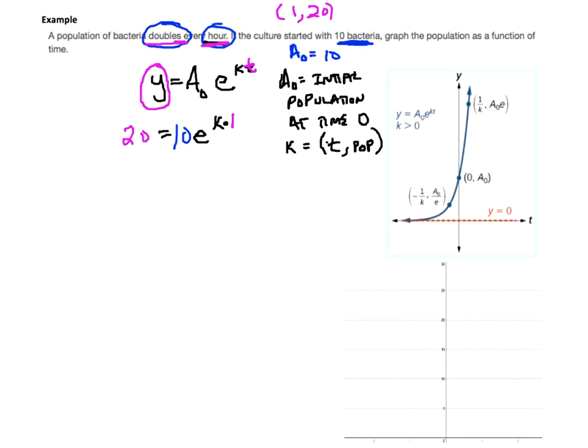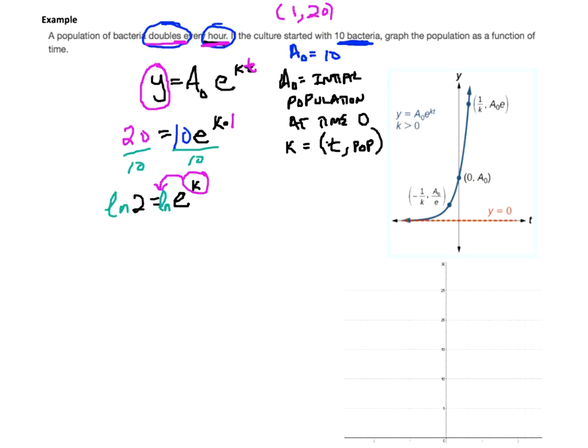So to solve for k, I need to isolate my exponential expression first. So I'm going to divide both sides by 10. And I get 2 is equal to e to the k. I now come back and take the natural log of both sides. That will allow me to bring that k value out front as a coefficient.